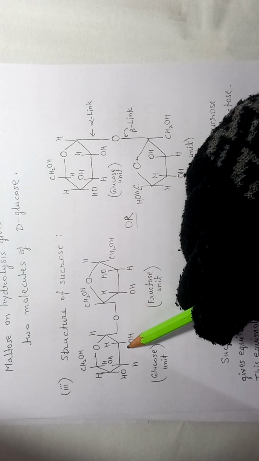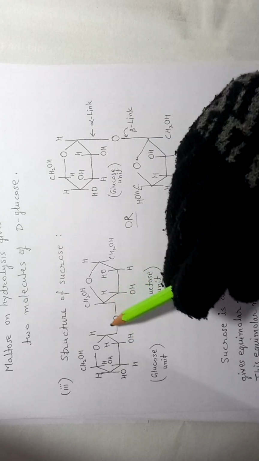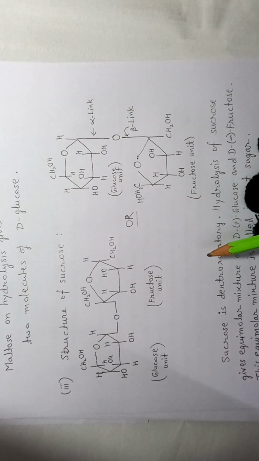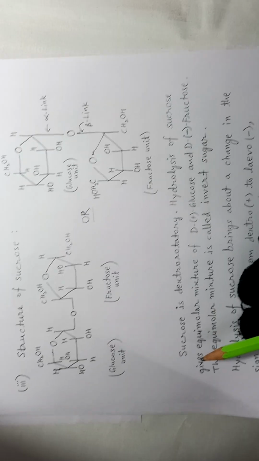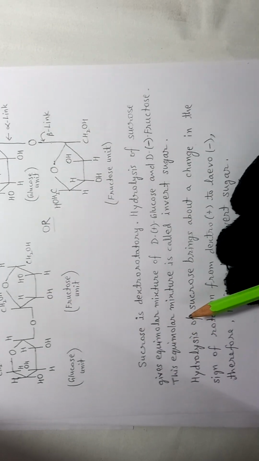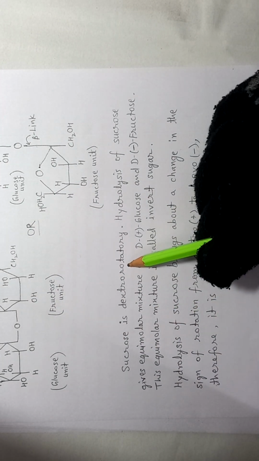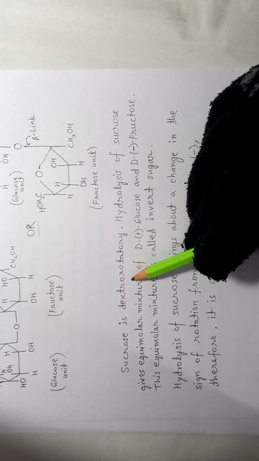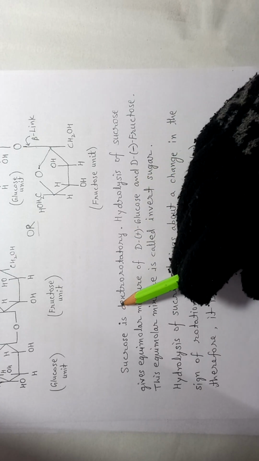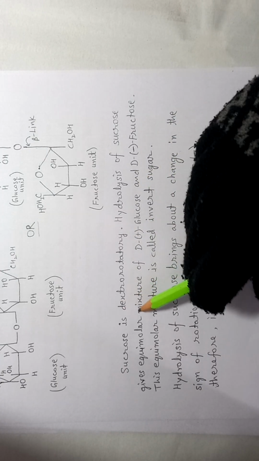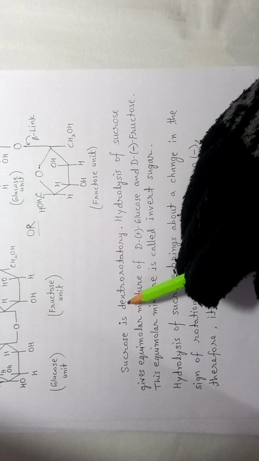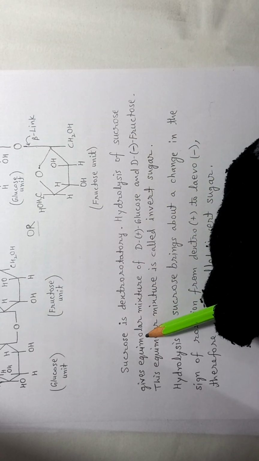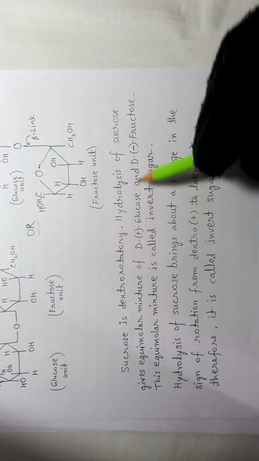So this structure is given in the NCERT book, so you can write this structure or this structure. Both are the same and both are correct, and you have to write any one of these. Now sucrose is a dextrorotatory substance, meaning the rotation is positive. The specific rotation value need not be memorized by students because during the examination it is likely to be forgotten. So it is dextrorotatory. Hydrolysis of sucrose gives an equimolar mixture of D(+)-glucose and D(-)-fructose.